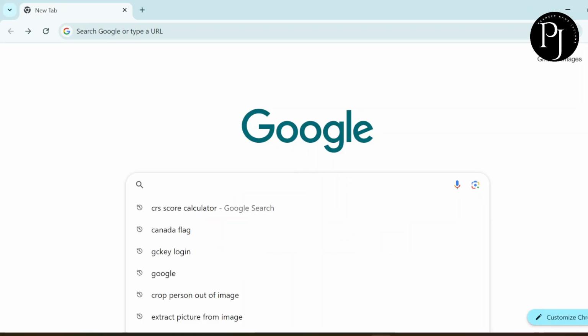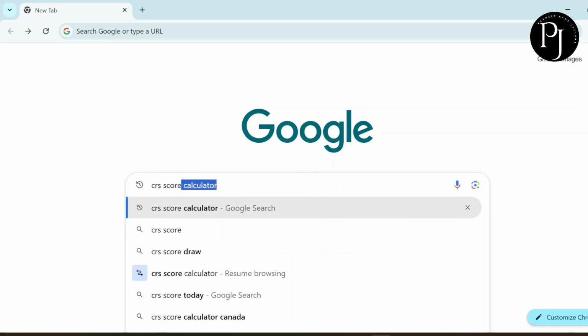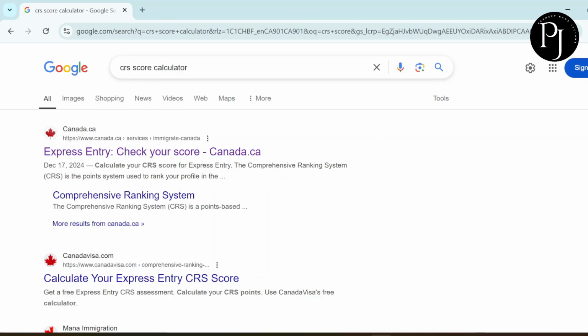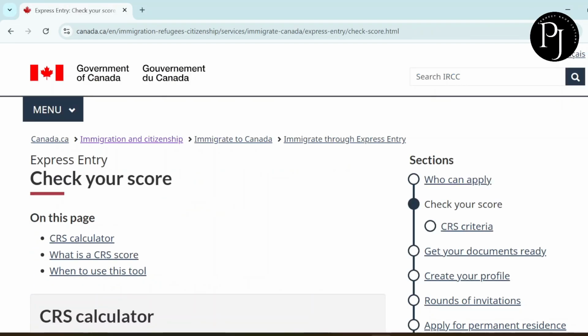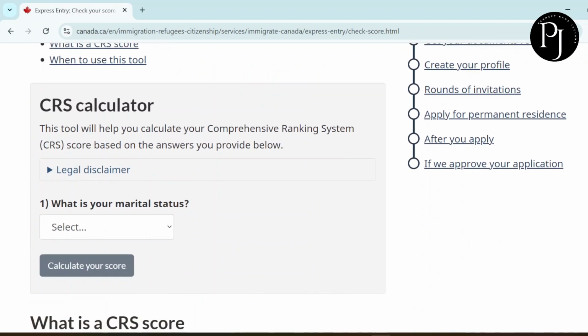Go to Google and type CRS score calculator. Then click on the first link which says Express Entry, check your score, canada.ca. When you come down, you will see a CRS score calculator. I am explaining the first case in which a person is single, has 2 degrees, one from back home and one in Canada.